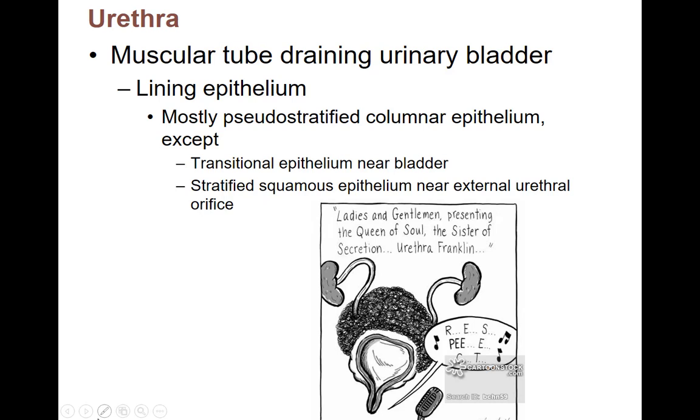Where do we find stratified squamous tissue? Our skin, esophagus. It resists abrasion. So if you have to wipe, you have stratified squamous epithelium at the end of that urethral opening, and so it resists abrasion when you're wiping.